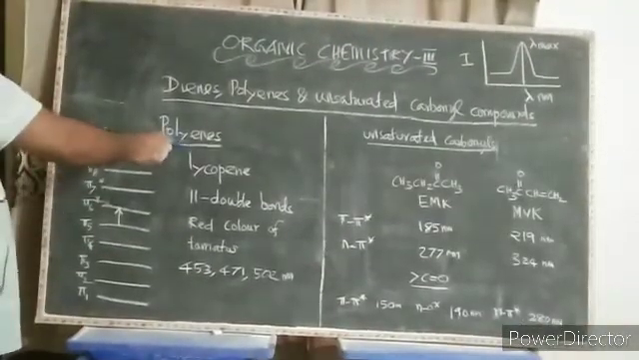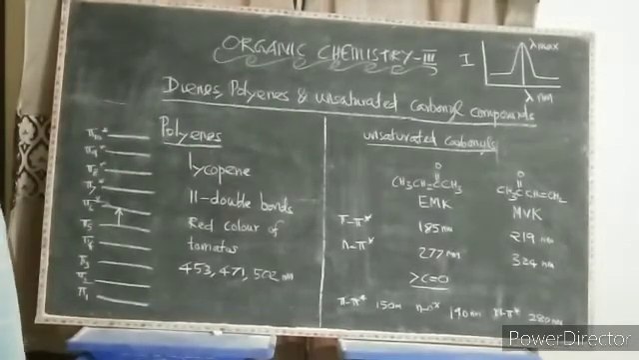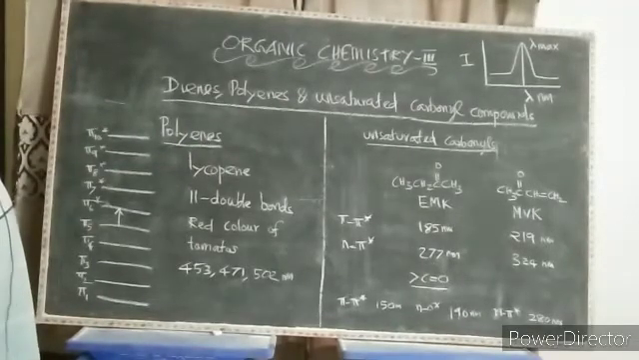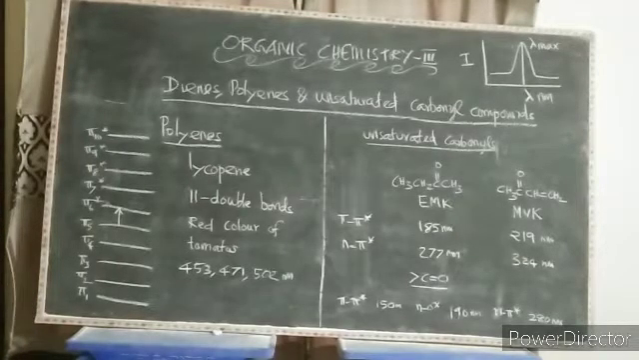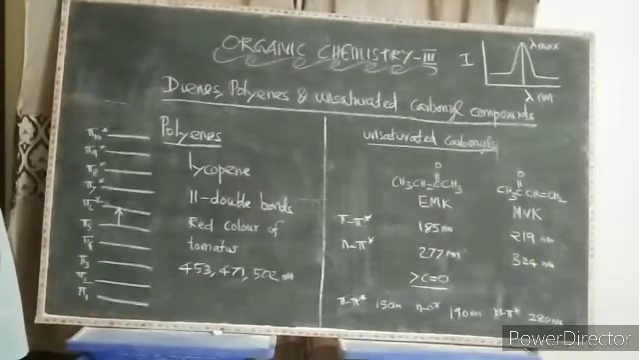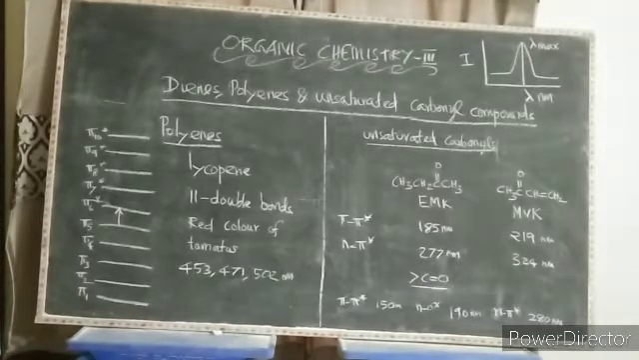Now let us take the case of polyenes. Polyenes are compounds with many double bonds. In the case of polyenes, there are a number of pi electrons and so a number of pi orbitals, and these pi orbitals combine among themselves to produce an equal number of new molecular orbitals, and because of the close lying nature of the energies of these orbitals, there is easy transition from the bonding pi molecular orbital to the anti-bonding pi star molecular orbital.